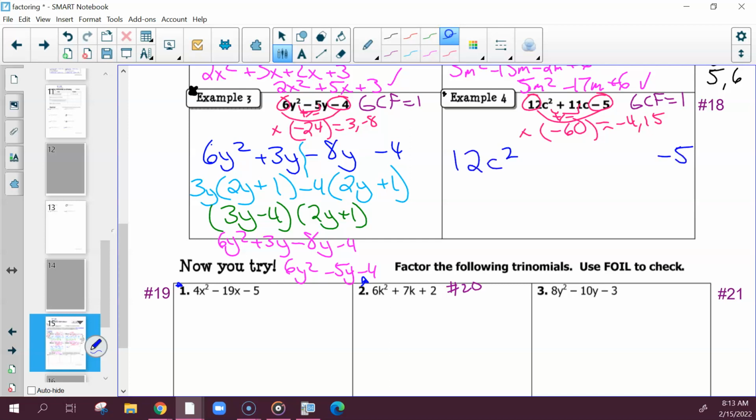First and last will stay the same. I'm going to switch this. I'm going to do positive 15C minus 4C. If you did it the other way, that's fine. Remember, we'll still get the same answer. It'll just look different for a second.